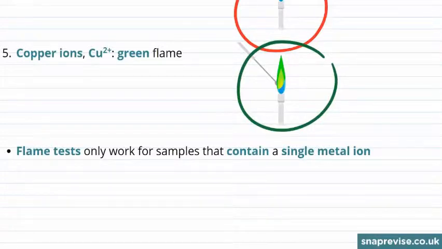If the substance that you're testing contains more than one metal ion, the flame colour may be masked or mixed. So therefore, flame tests only work for samples that contain a single metal ion. But in these cases can be a very simple and conclusive test.